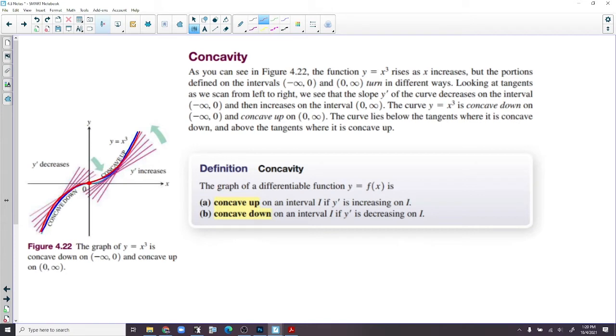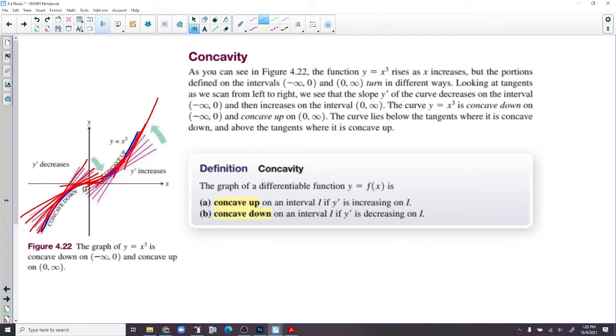It's turning differently. Looking at tangents as we scan from left to right, we see that the slope y prime of the curve decreases on the interval negative infinity to 0. So we have steep slopes, and then as we go left to right, the slopes are decreasing in value. And then it increases on the interval 0 to infinity. So once it hits 0, now these slopes are increasing in value.